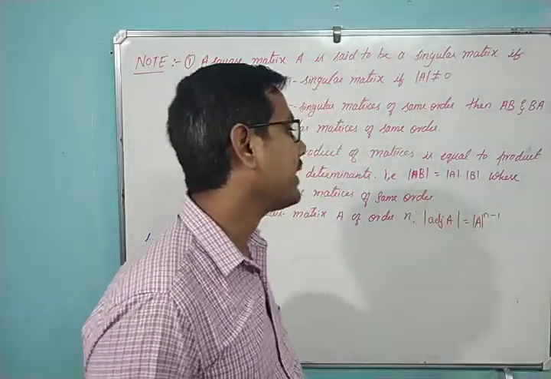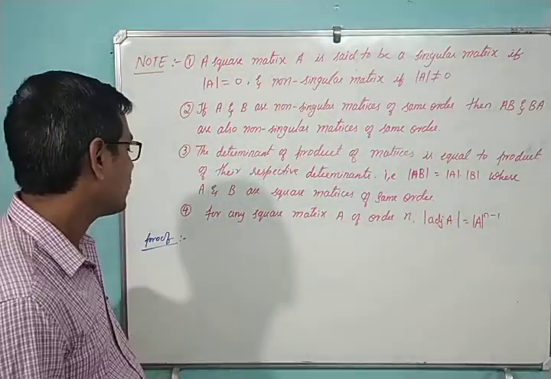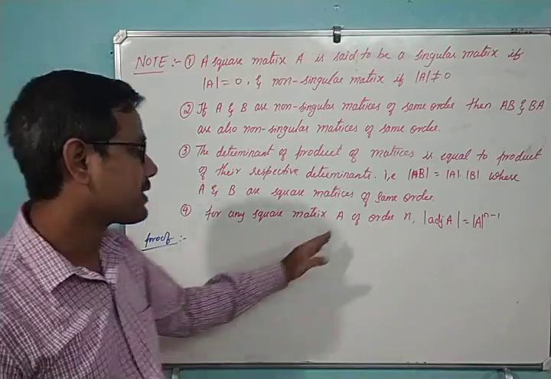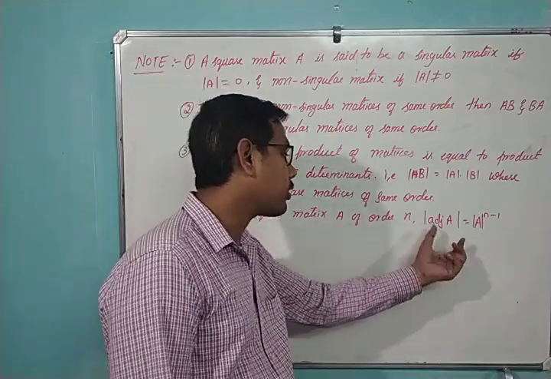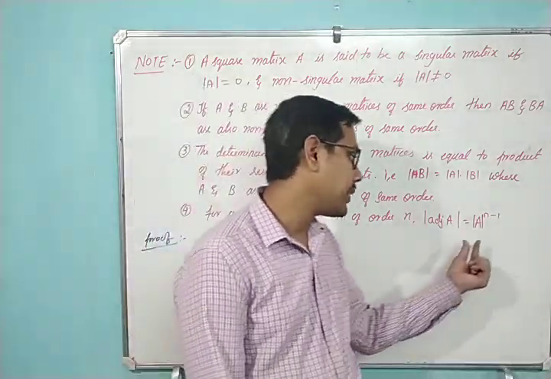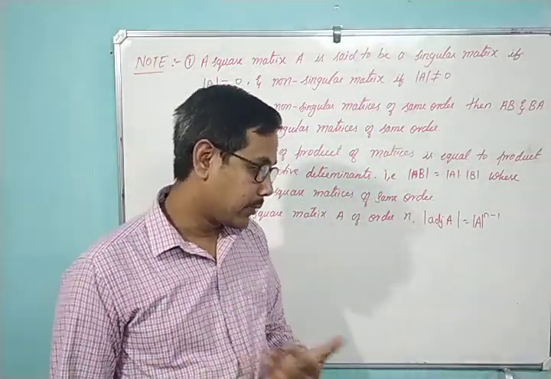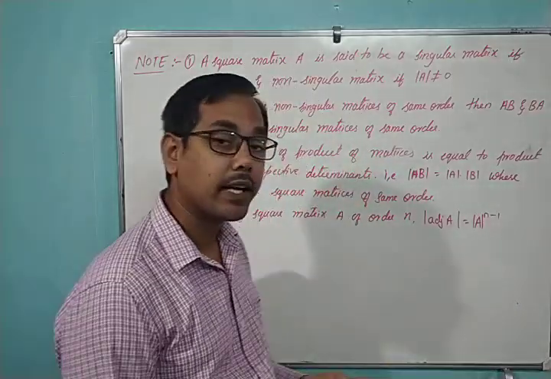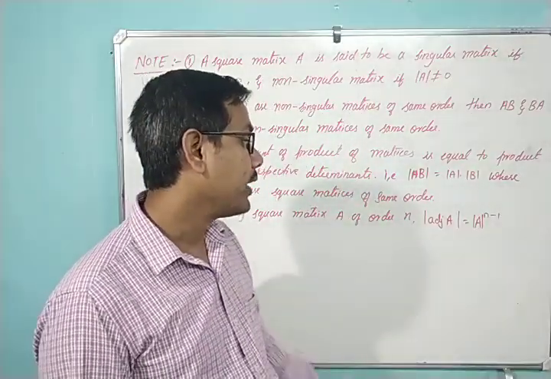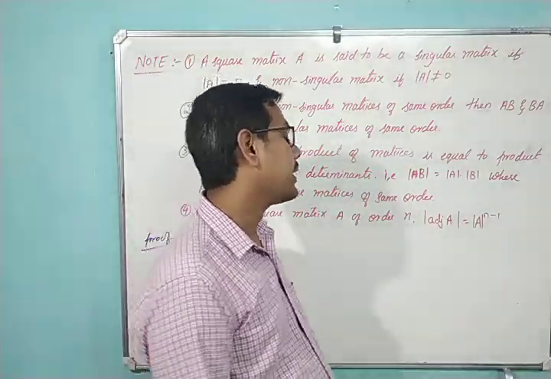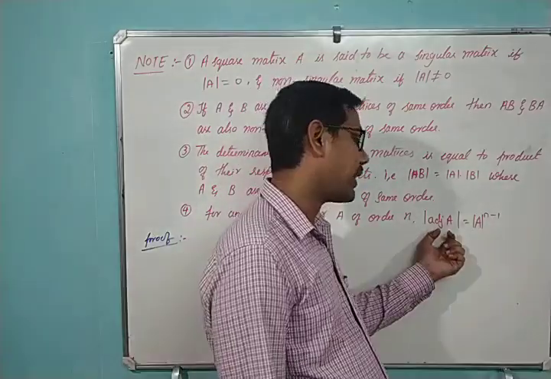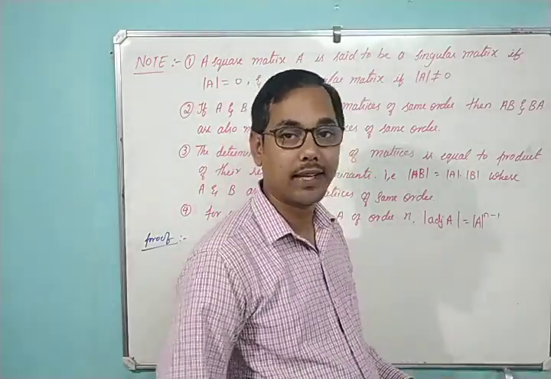You can take any other small examples. And the fourth one is: for any square matrix A of order n, the determinant of adjoint A is equal to determinant A to the power n minus 1. Determinant of adjoint A is equal to determinant A to the power n minus 1. Here you have to take a matrix, then calculate its adjoint, and then you can check in that way.